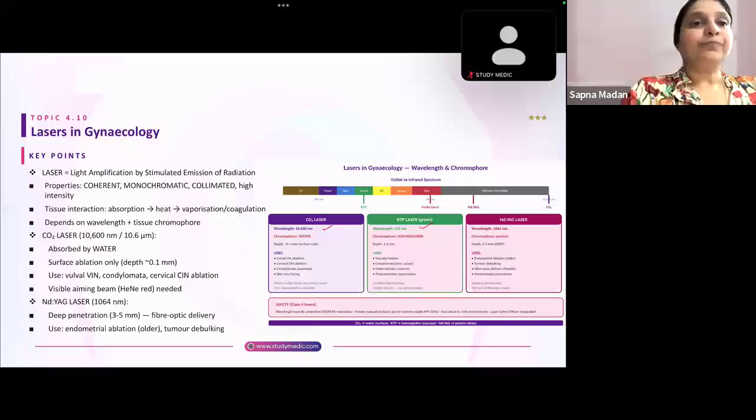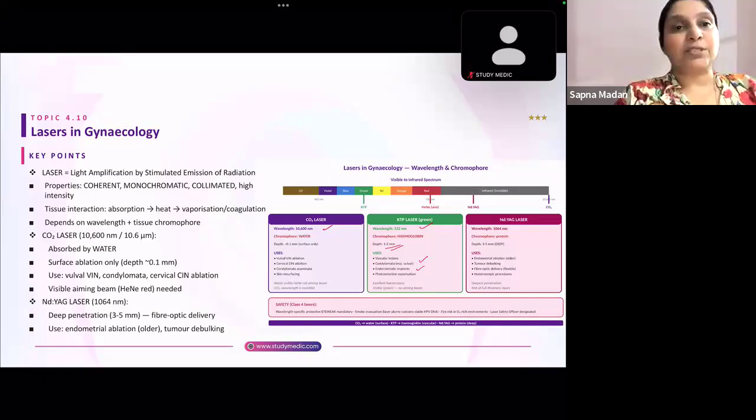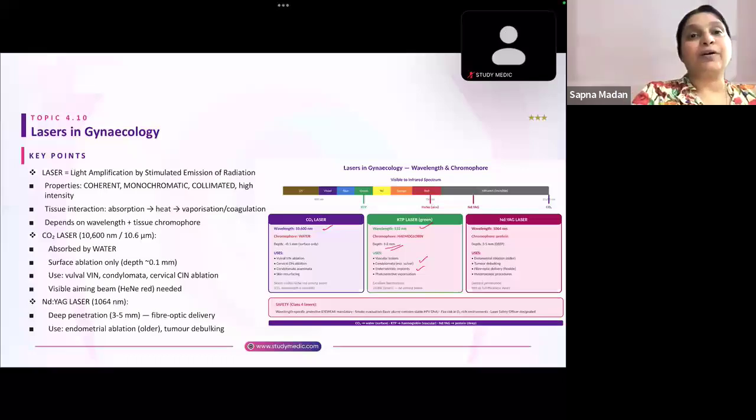The depth of penetration is only 0.1 millimeters. In KTP laser, it is 1 to 2 millimeters. And in gynecological procedures, it is used in vulvar condyloma and in endometriotic implants, okay? And ND-YAG laser has a greater depth, around 3 to 5 millimeters deep. It is used for endometrial ablation. Earlier, it was used for that. And it is also used for tumor debulking, okay?